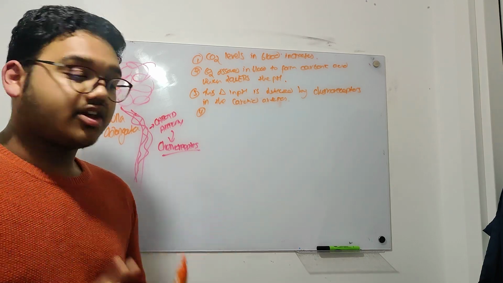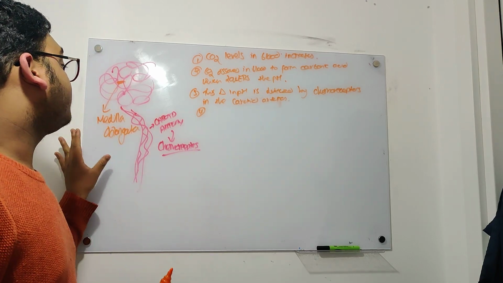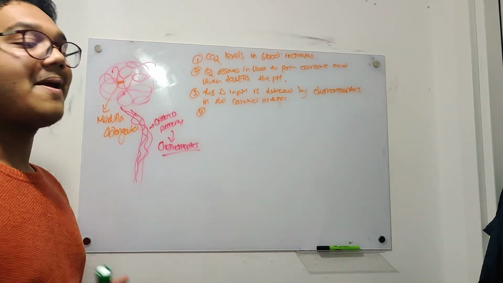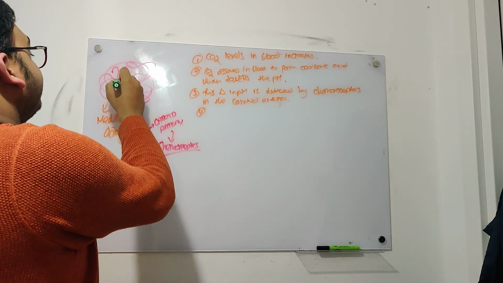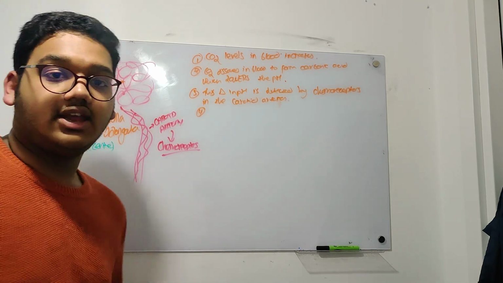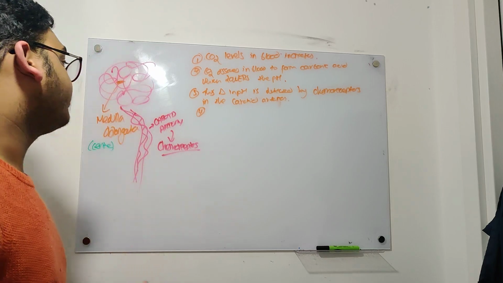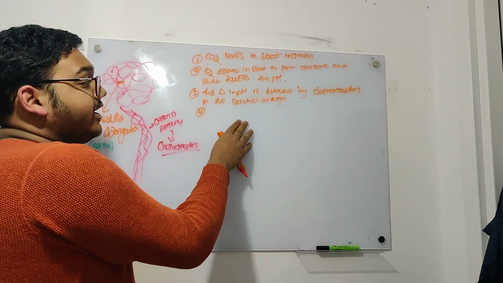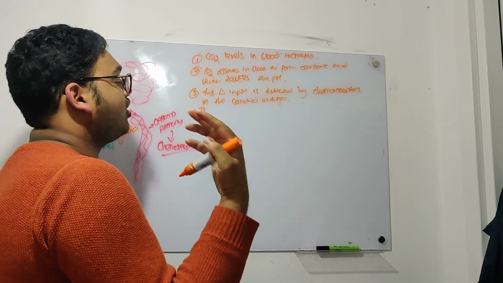Now, if I'm going to be entirely accurate, it's not the medulla oblongata itself. There's a center in the medulla oblongata. I'm going to draw that as a dot. So I'm going to say center over here, because that's technically what we should be referring to when we're dealing with this mechanism. So this change in pH is detected by chemoreceptors in the carotid arteries.